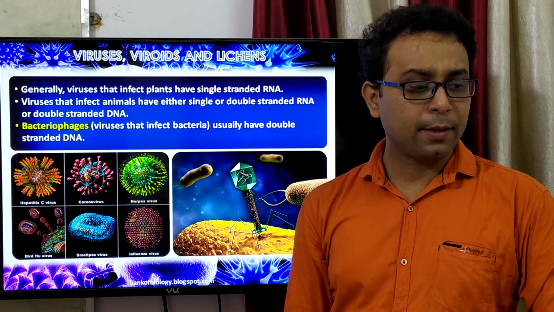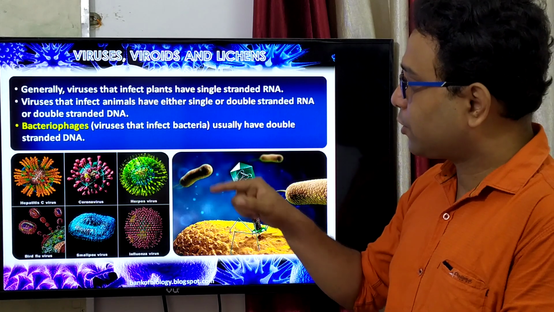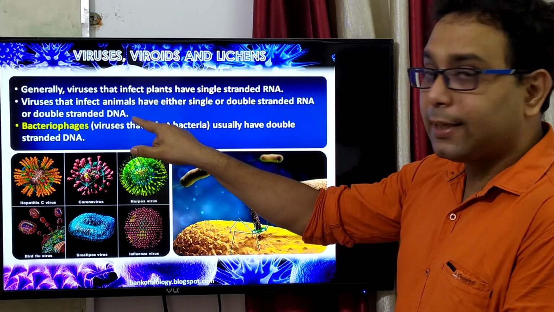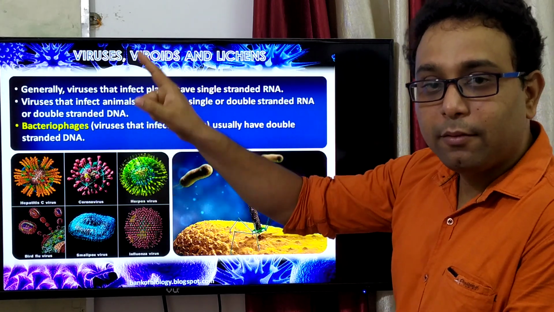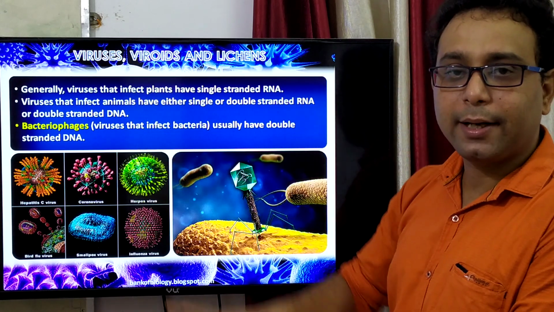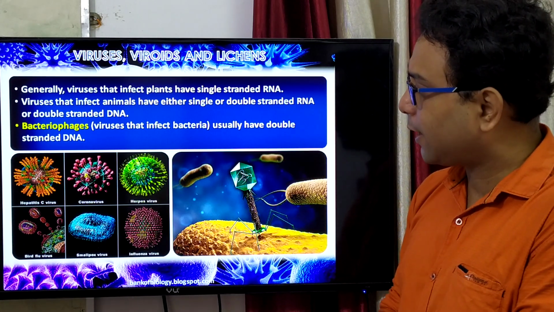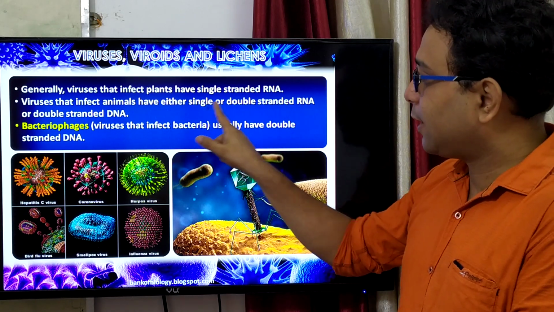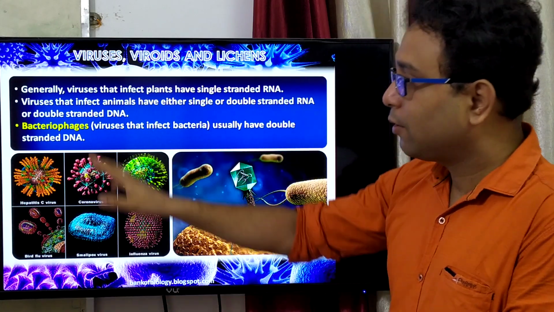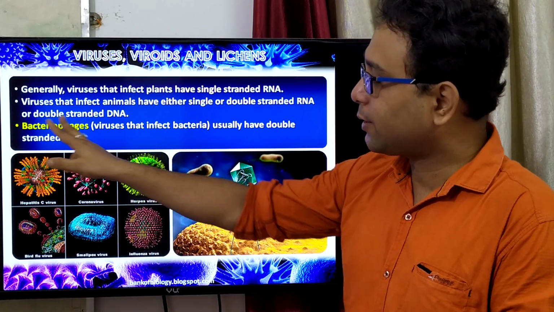Now another thing. Generally, viruses that infect plants have single-stranded RNA, also called ssRNA, meaning single-stranded RNA. Which virus? Plant virus. Why plant? Because these viruses infect plants. Then there are animal viruses, because they cause disease in animals. If you study this type of virus, you observe that their genetic material is single or double-stranded RNA, and double-stranded RNA is not common in them.